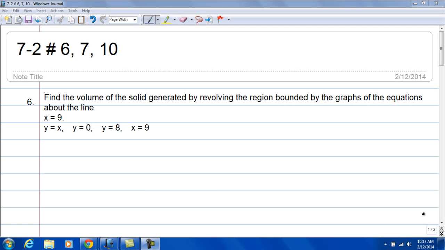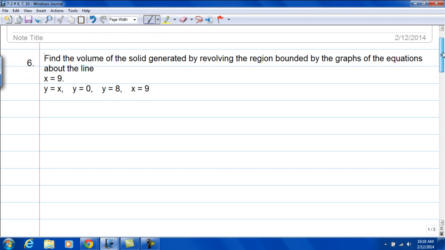I'm going to work some problems here that a student asked about, so I want to share those with everybody. This is from section 7-2, number 6, 7, and 10, and this is from the online work. My point in saying that is your version of the online work may be slightly different than this, but it's the general process.